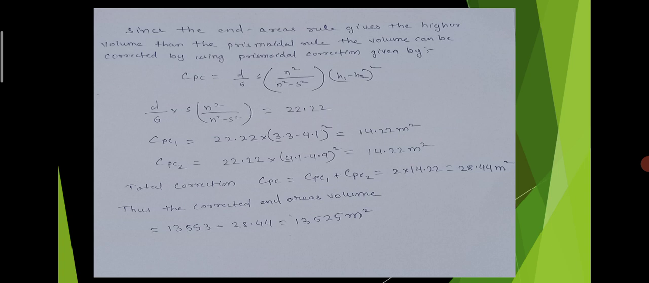Thus the corrected end areas volume will be the volume calculated by end areas rule minus this correction value, which comes out to be 13525 meters cube, as we saw on the previous slide.